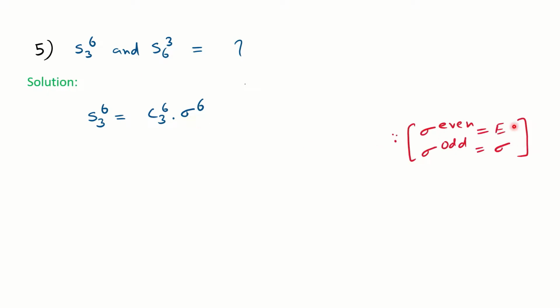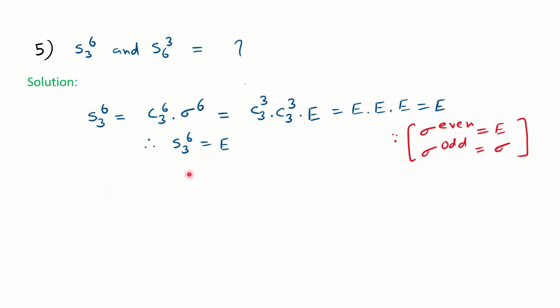And we know that if sigma is even, then we can represent it as E, identity, and if sigma is odd, then we can write sigma itself. So if you write this here, because it is even, we can represent it by E, and C36 we can split into 2, that is C33 into C33, which is equal to C36 only. And this C33 is nothing but identity. So if you multiply all three, finally the output is identity. So basically S36 is equal to E, identity.